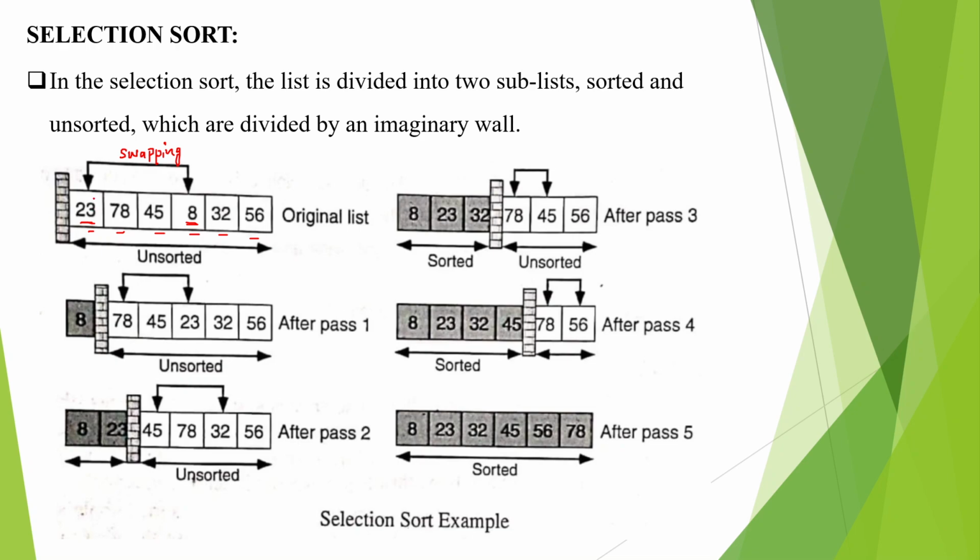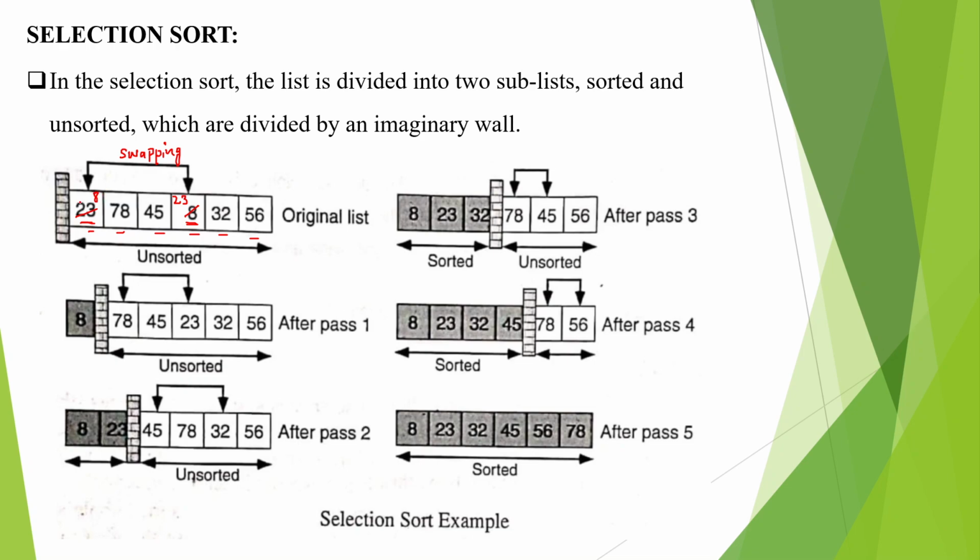After that what will happen, 8 will come here, 23 will go here. See, here 8 has come to the first position and 23 has gone here. So now the list is, I mean still it is unsorted, but 8, the smallest element, is at the beginning of the list.